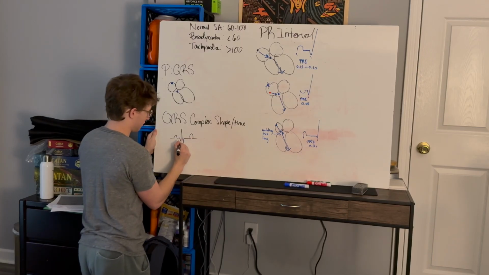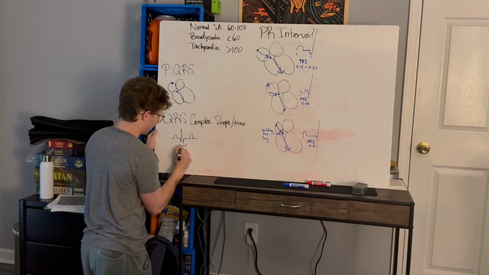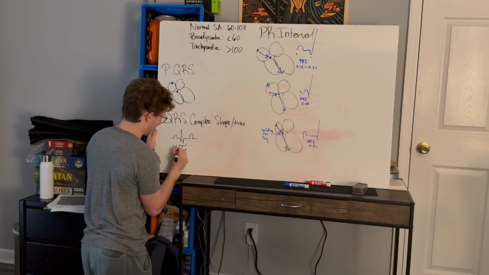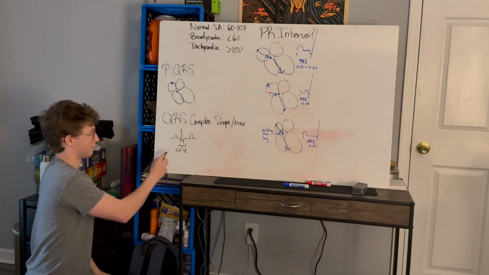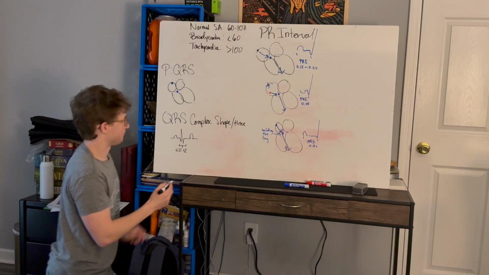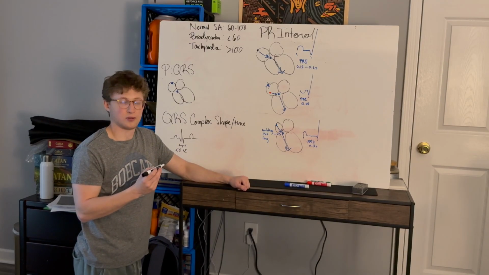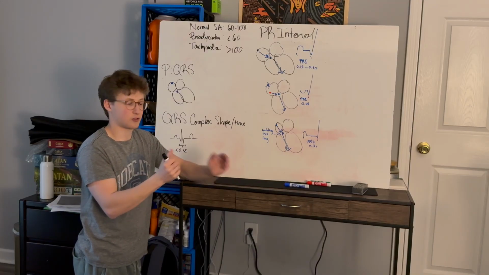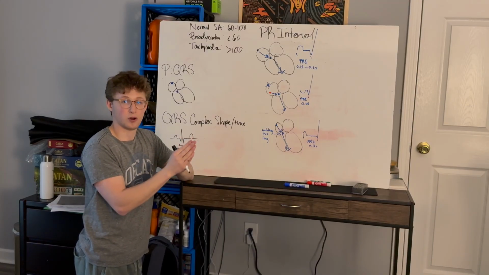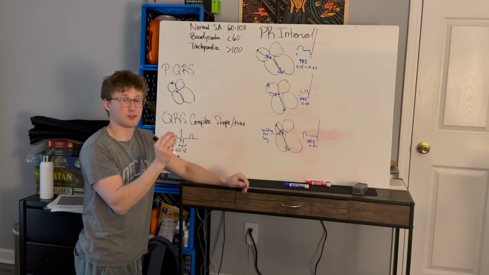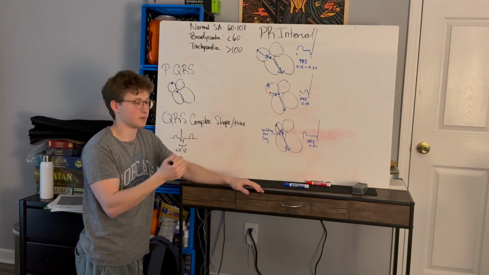So normally, less than 0.12 seconds. Why is this the case? So the QRS complex is normally 0.12 or less. It's called narrow. Normal is narrow.